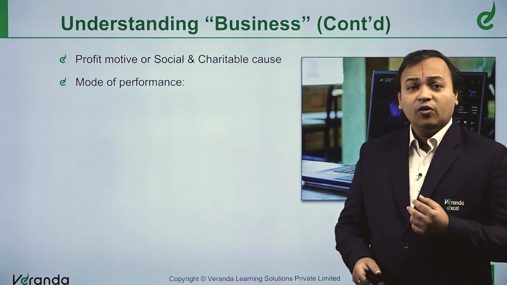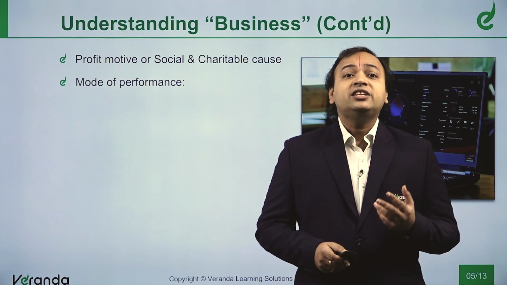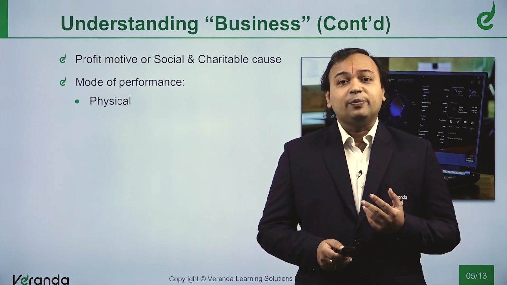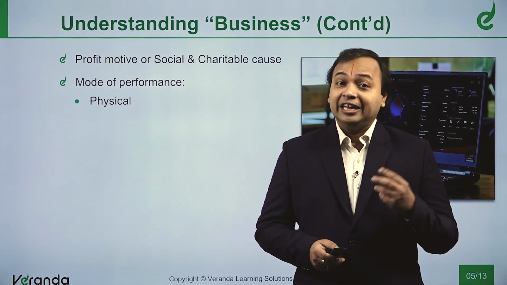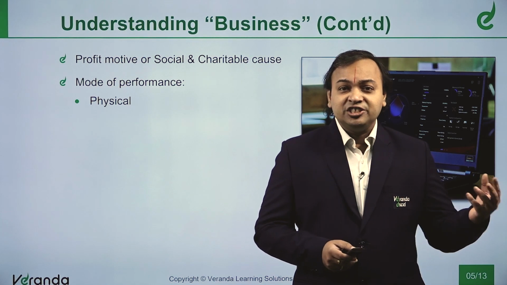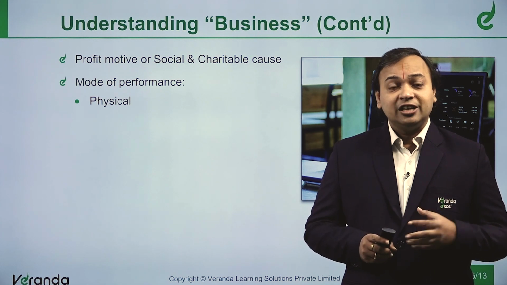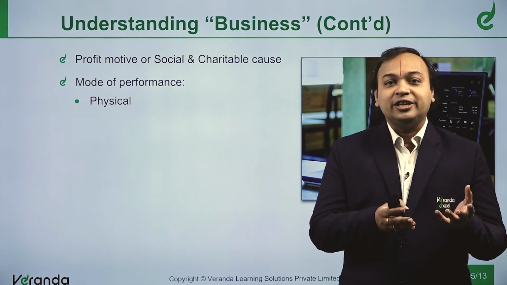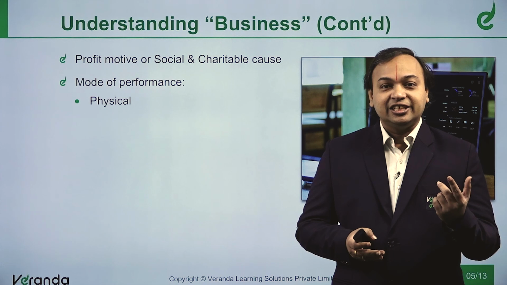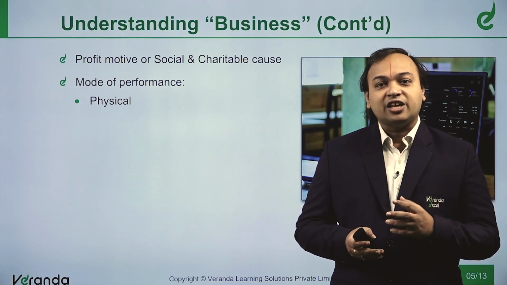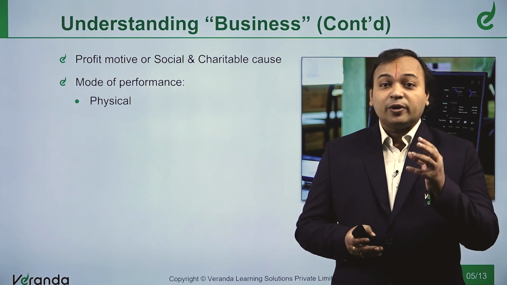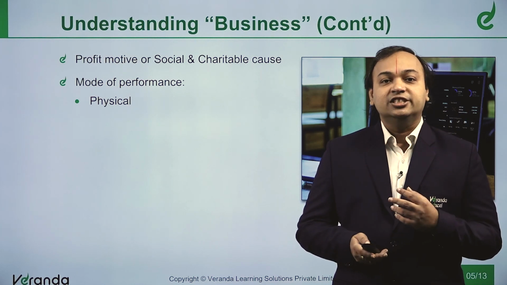And the next thing we have to understand is the method in which the business is performed. It may be physical, that is, you are going to a vegetable market. The vegetable market is actually a physical market because the buyer and seller are in the same place. They are going together, they are seeing each other, and there is a product or service available there. That is called performance in the mode of physical existence.